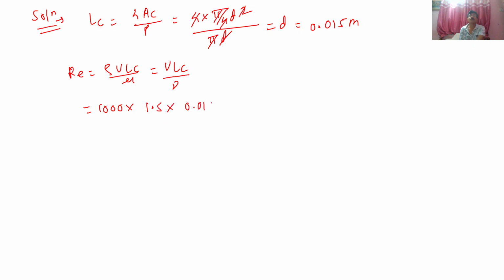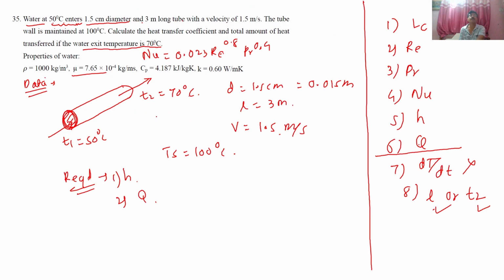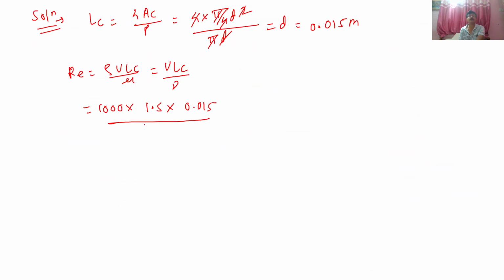LC is 0.015. And mu is given as 7.65 into 10 raised to minus 4. So the answer of Reynolds number, just 1 minute, I have already calculated it for you. It is coming at 29,411.76. Okay. Now the next step is to calculate Prandtl number.